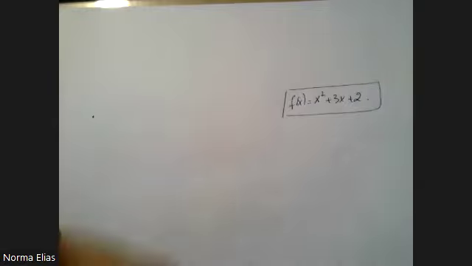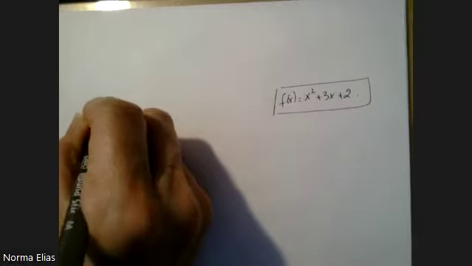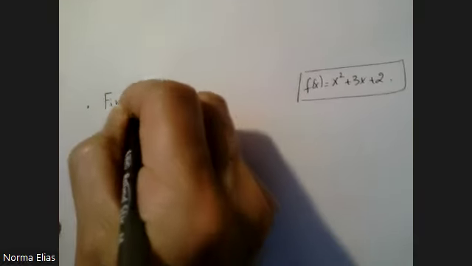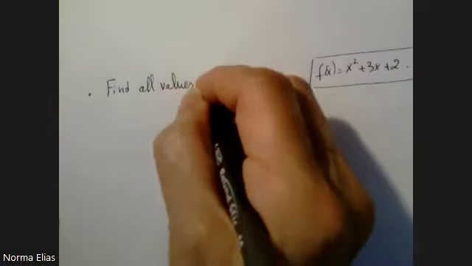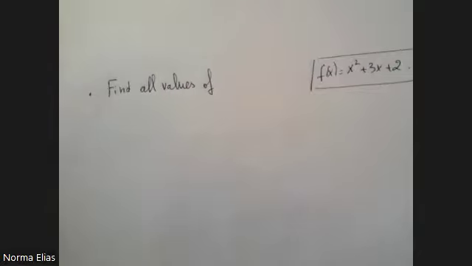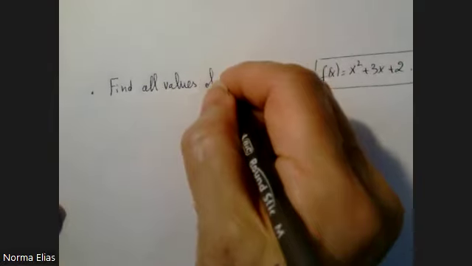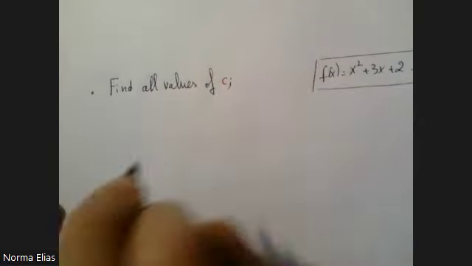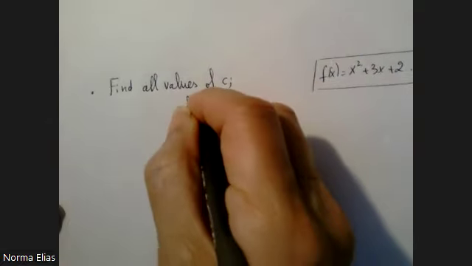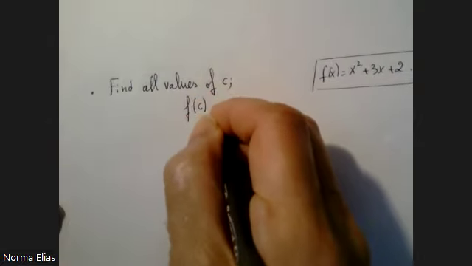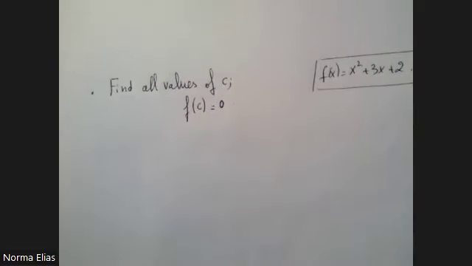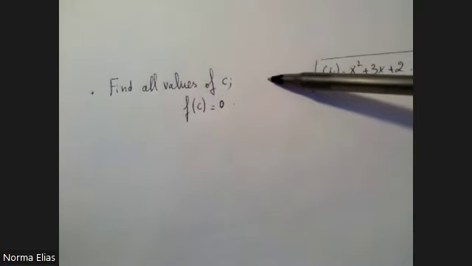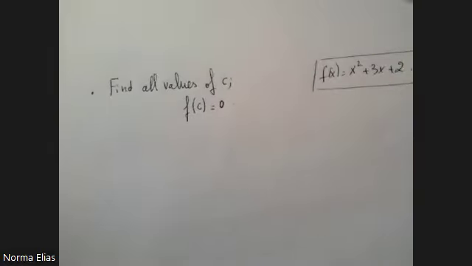So my question now is: find all values of x. Now the book is using the letter C, so I'm going to use the letter C just for familiarity. Find all values of C such that f of c equals 0.